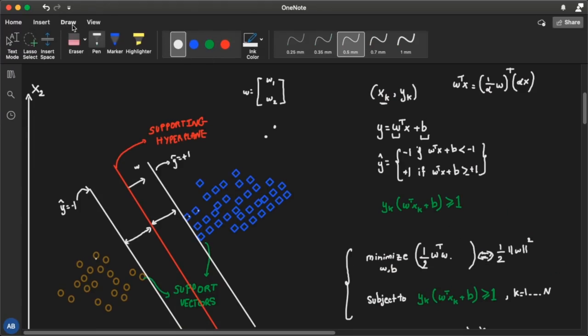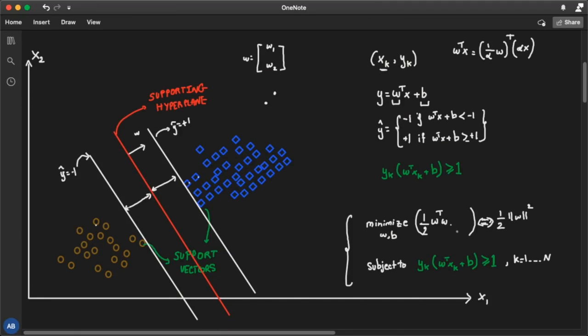And since this problem is convex, why is it convex? If you were following my convex optimization lectures, you can easily recognize that this optimization problem is a quadratic program. Why? Because the cost is quadratic in W and the constraints are linear in W and B. And thus, this is a QP, quadratic program. And so we can solve it easily using the Lagrangian function.